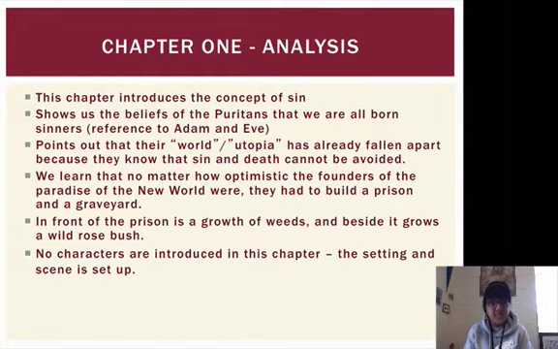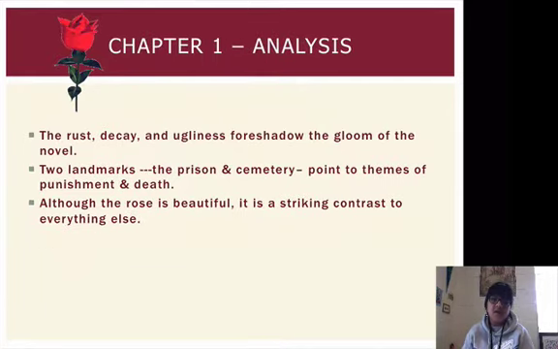And this prison is described as having this overgrowth of weeds, there's rust, and then beside it grows this wild rose bush, which is a contrast amongst the darkness of the prison. So no characters are really introduced in this chapter, it's just all about setting. Amongst the rust, decay, and ugliness, this rose bush emerges. So we're supposed to think, in this gloomy setting, what could this rose bush symbolize?